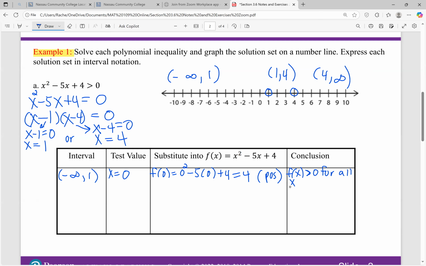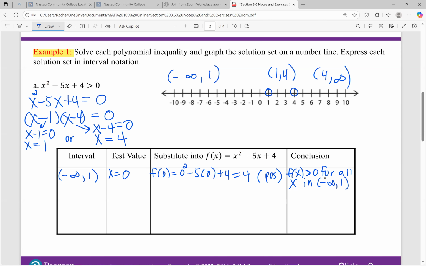And my pen is glitching, so hold on a second. Okay, so for all x in the interval negative infinity to 1.